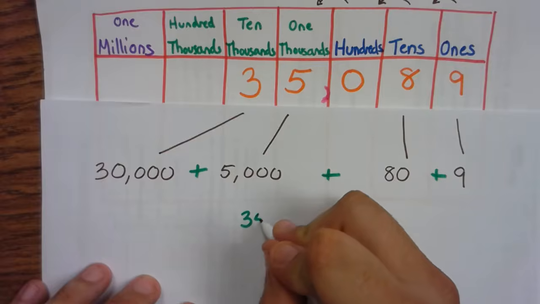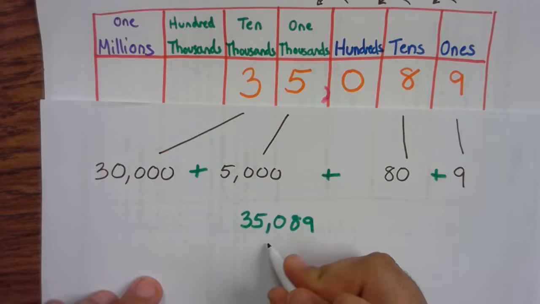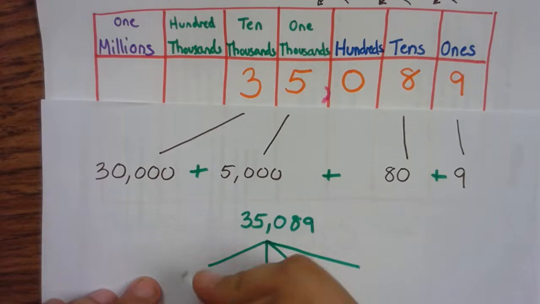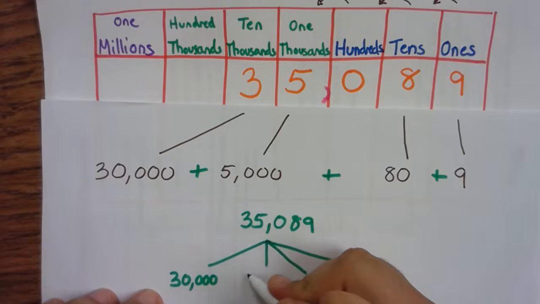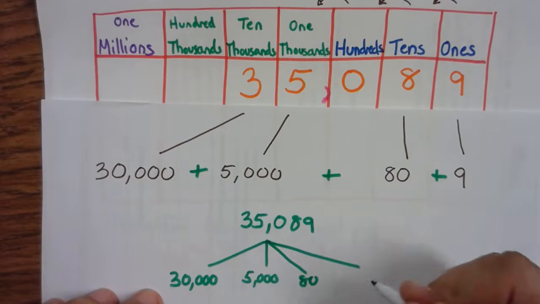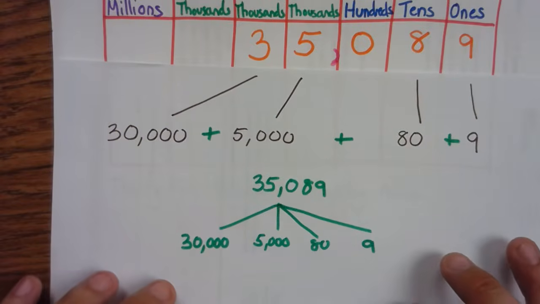I could write 35,089, and I could decompose that into 4 parts. 30,000, 5,000, 80, and 9. Yeah, I'm sorry. Didn't realize you were missing that on your screen there.